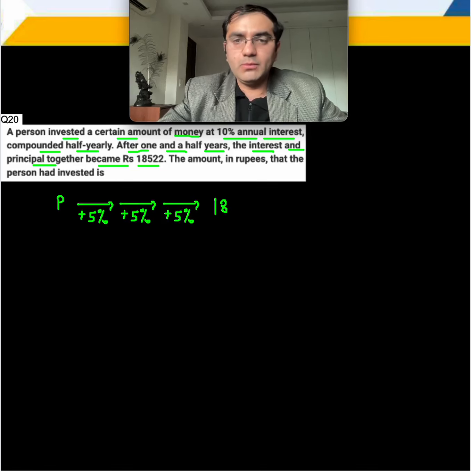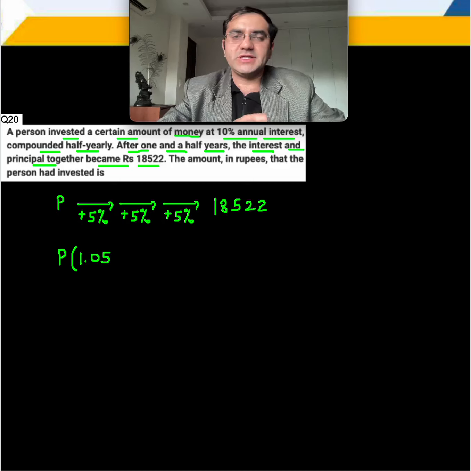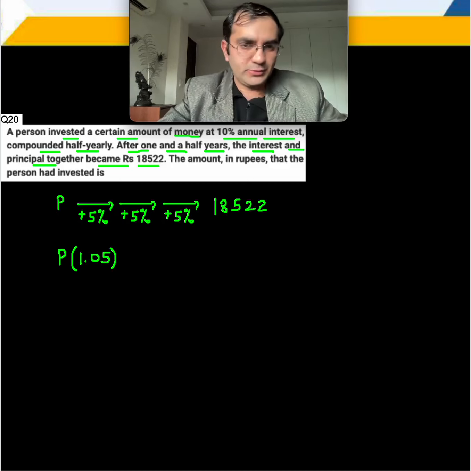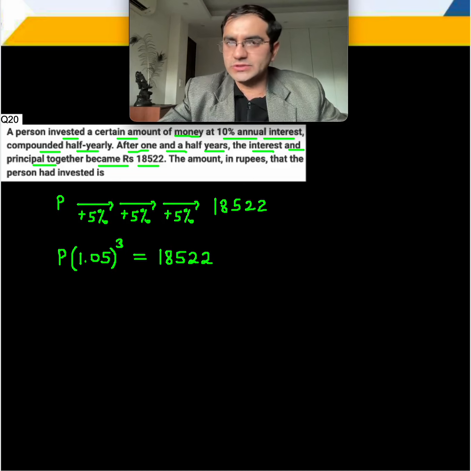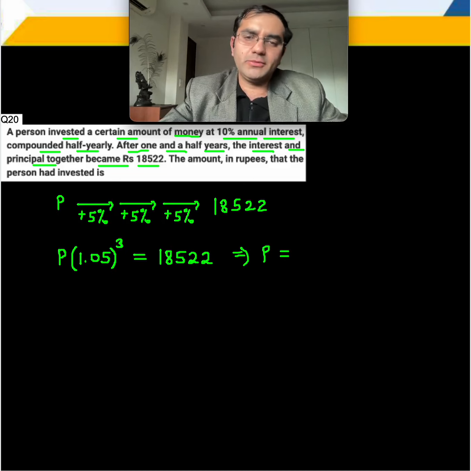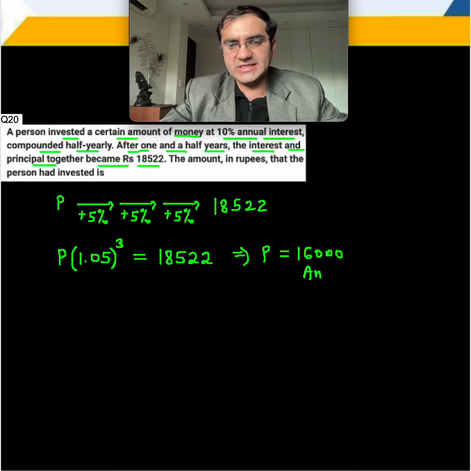Principal became 18522. So principal into 1.05, because an increase of 5% becomes 105% or 1.05, three times is equal to 18522. Use a calculator to divide. You get your principal as 16,000. 16,000 is the right answer for question number 20.